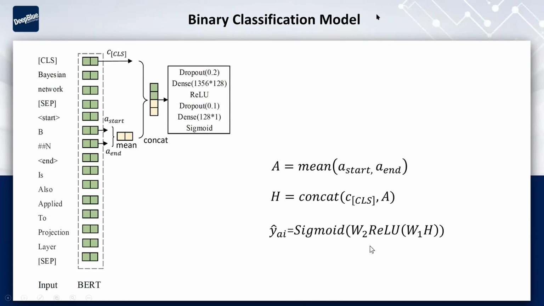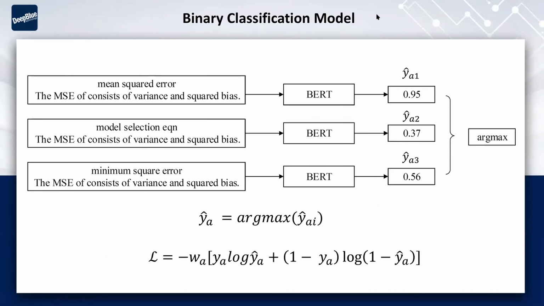The binary classifier includes two dense layers using ReLU and sigmoid as the activation functions. Then we can obtain the probability that this expansion is the correct one. We predict the probability for each long form of one acronym one by one, and choose the long form with the highest prediction value as the correct one. Then we adopt the BCE loss to train the model.